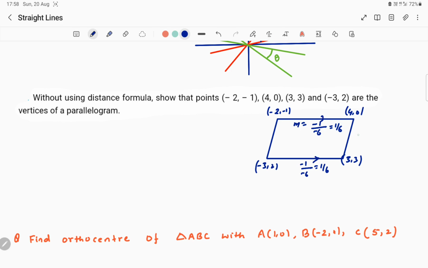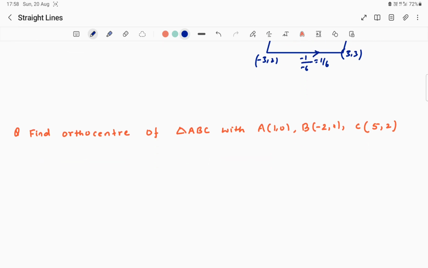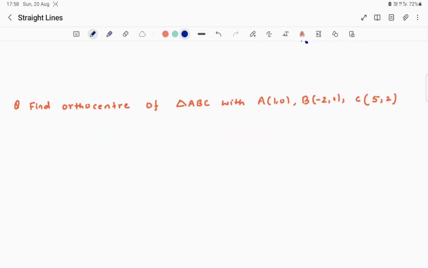Similarly, check the other sides. 3 minus 0 is 3, and 3 minus 4 is -1, so we got -3. On the other side, 2 minus of -1 is 3, and -3 minus of -2 is -1. Again we got the slope as -3. So when slopes are equal, sides are parallel. If two pairs of opposite sides are parallel, then it is a parallelogram.